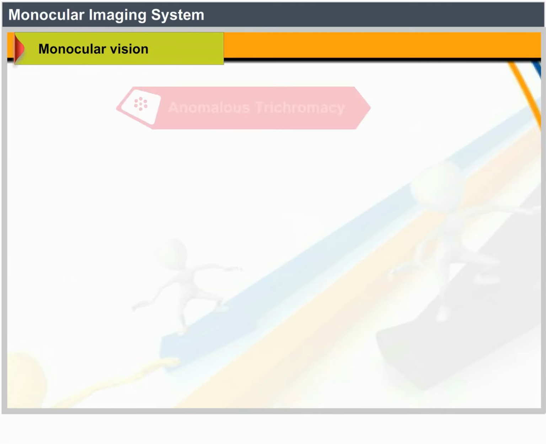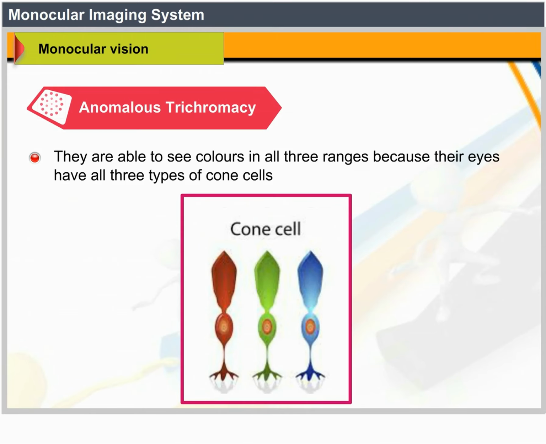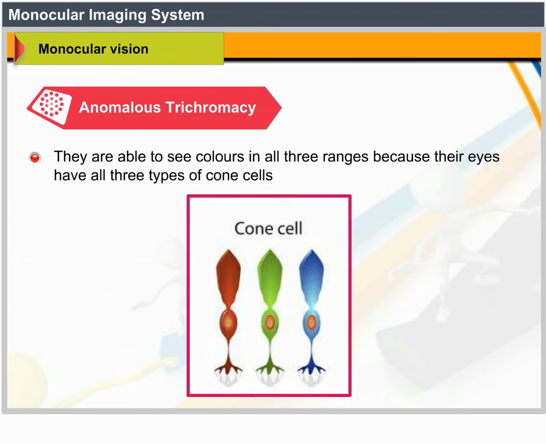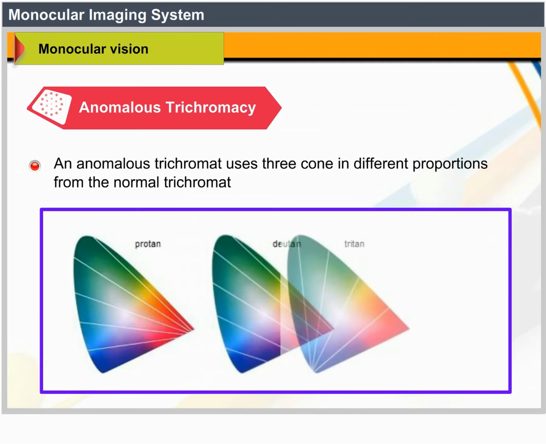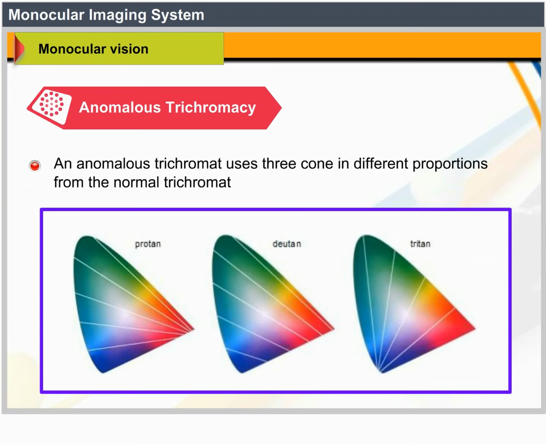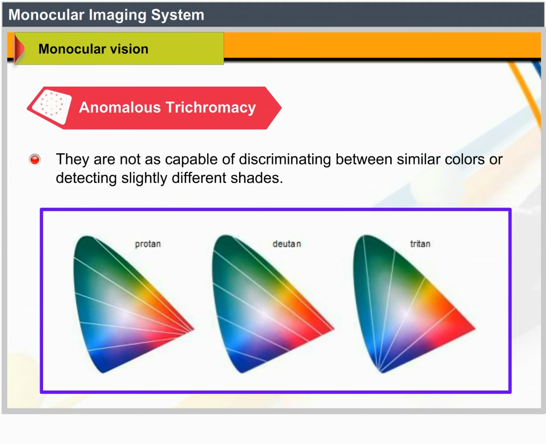Anomalous trichromacy. They are able to see colors in all three ranges because their eyes have all three types of cone cells. The anomalous trichromat uses three cones in different proportions from the normal trichromat. They are not as capable of discriminating between similar colors or detecting slightly different shades.